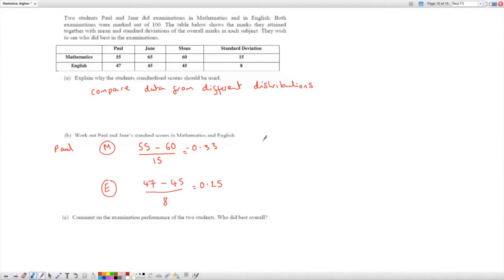Comparing that now to Jane. When we look at her maths, we take Jane's score, 65. Take away the mean, 60, divided by the standard deviation, and we have positive 0.33. For her English, Jane's score is 45, as is the mean, divided by the standard deviation here of 8, and we are looking at 0.